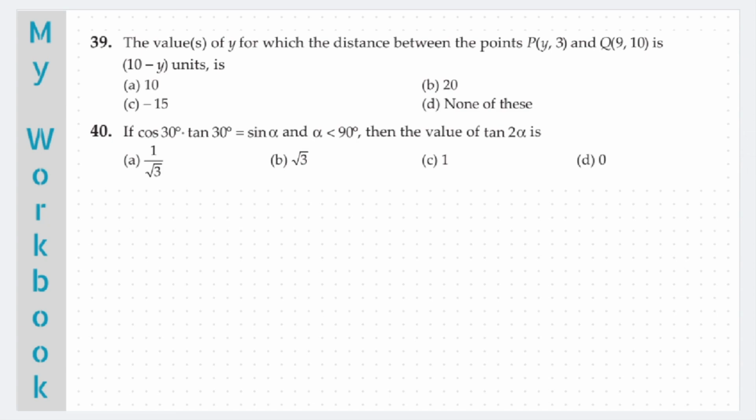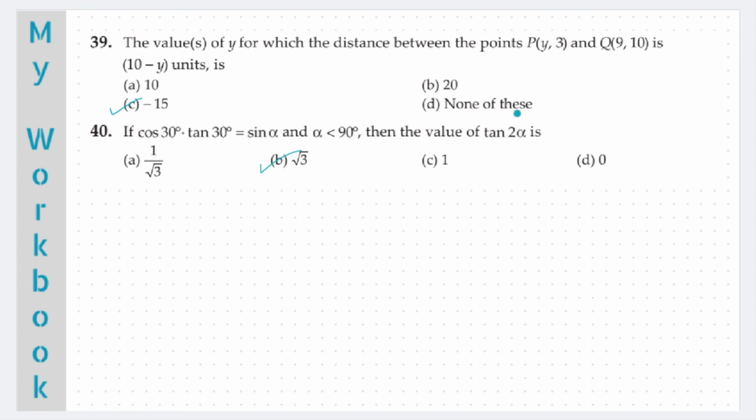Then 39th sum, the values of y for which the distance between the points p y comma 3 and q 9 comma 10 is 10 minus y units. Then 40th sum, if cos 30 tan 30 is equal to sine alpha and alpha is less than 90, find the value of tan 2 alpha. Answer for 39 is option C, y equal to minus 15. And answer for 40th sum is root 3.